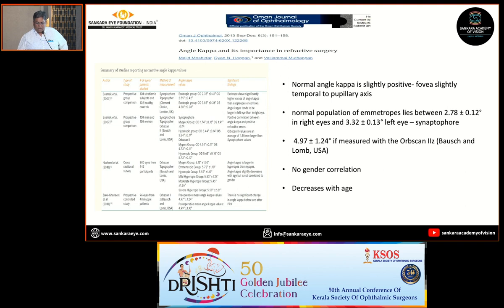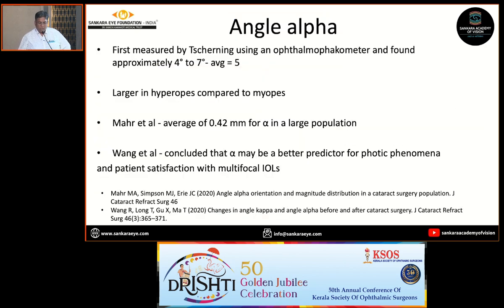That's because the fovea is slightly temporal to the pupillary axis, and the normal angle kappa is between 3 to 5 degrees, and there is no gender correlation; it decreases with age. The angle alpha, on the other hand, is around 5 degrees on average. It is larger in hyperopes as compared to myopes, and in the study, they've shown that in the normal population it is anywhere between 0.3.5 to 0.4 millimeters.